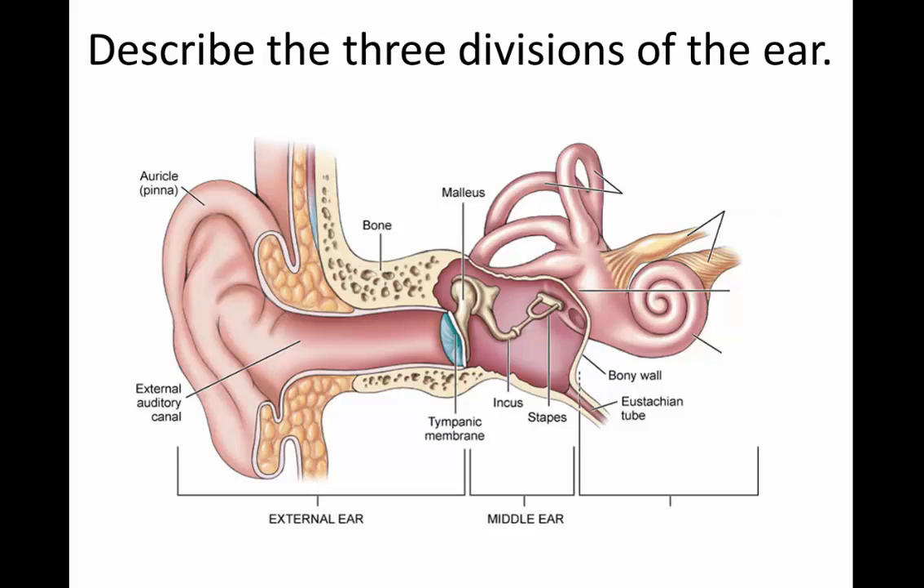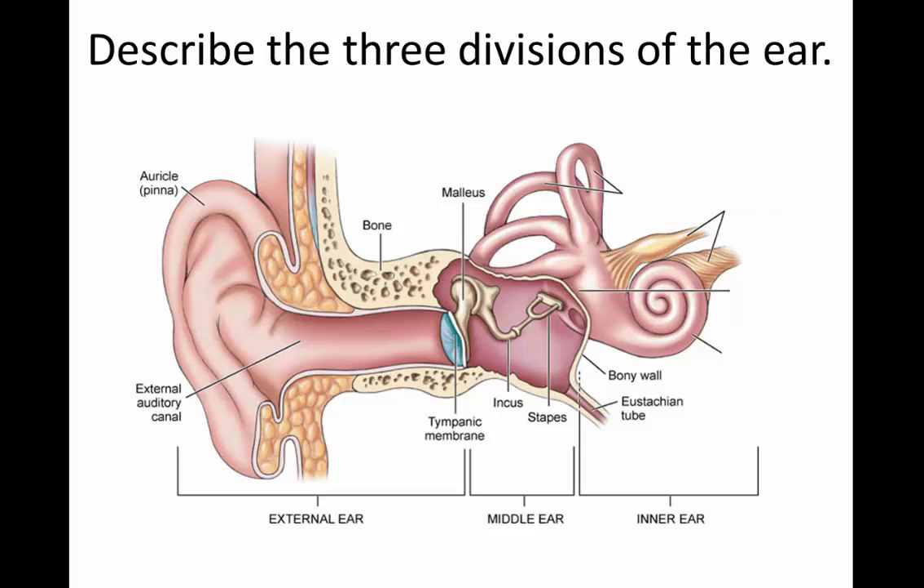What you can see here is that the malleus is actually attached to the tympanic membrane, and this will be important when we look at how the sound actually moves through the ear. The stapes on the other end then is connected to the inner ear.